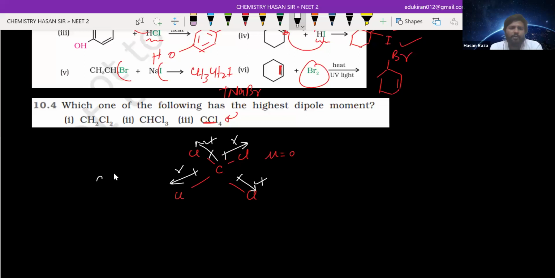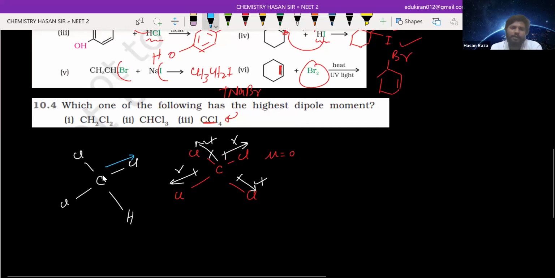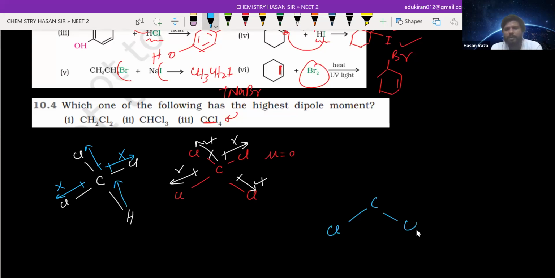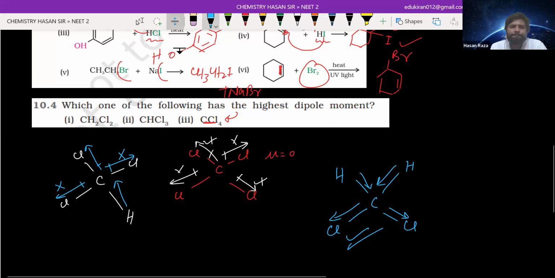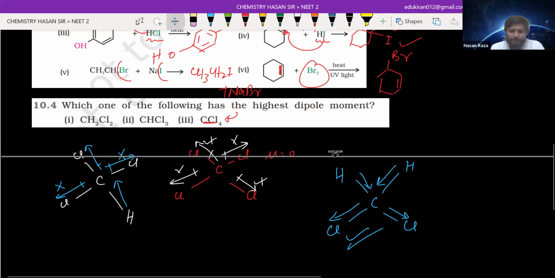In the same way, you can do the rest: chlorine, chlorine, chlorine, and hydrogen is there. Now what will happen? This will attract in its own direction. So this and this will be cancelled. This will attract in this direction, and this will attract in this direction. And for the first one, you can see chlorine, chlorine is there. Hydrogen, hydrogen is there. So this will attract like this. So this will have the most. Aisha got it.